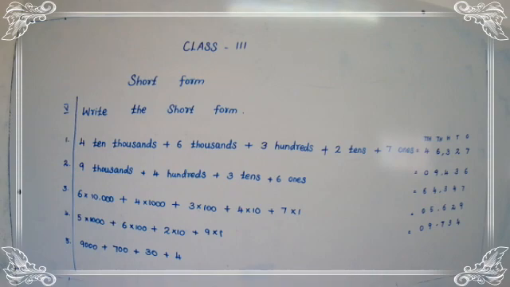Write the short form. The first one. 4 ten thousands plus 6 thousands plus 3 hundreds plus 2 tens plus 7 ones is equal to 46,327. Leave one finger space and write the second one.